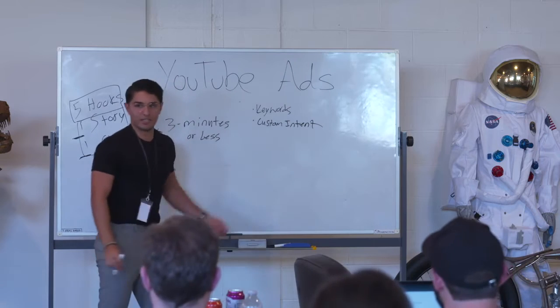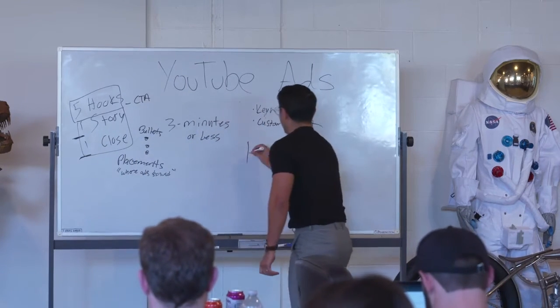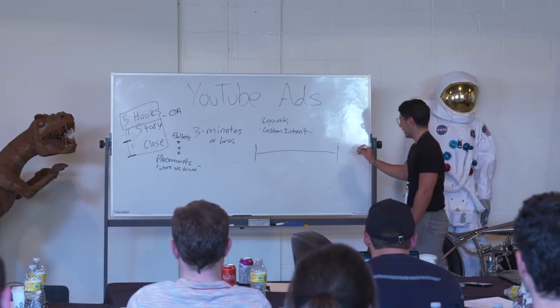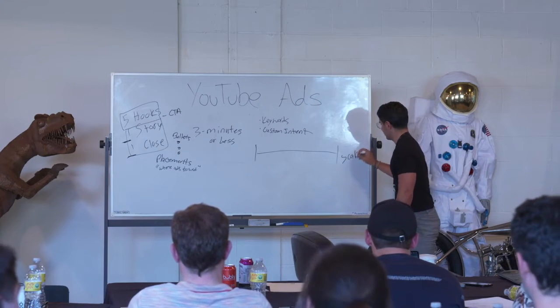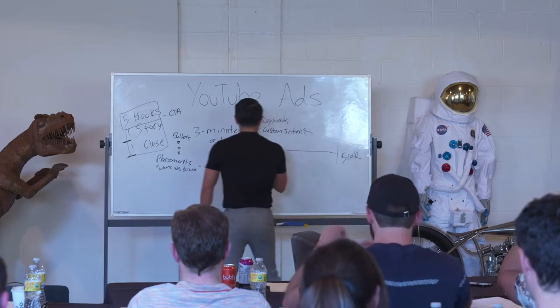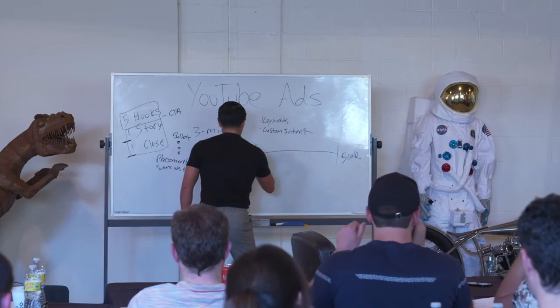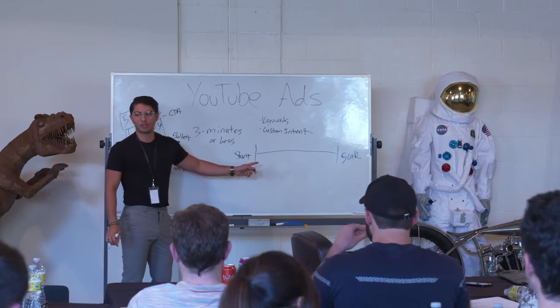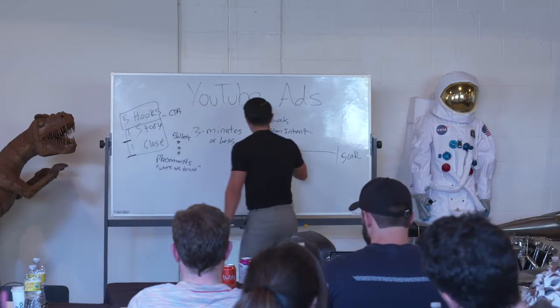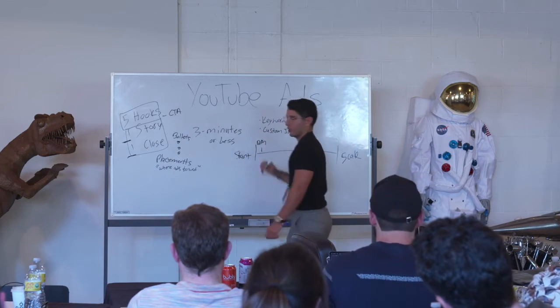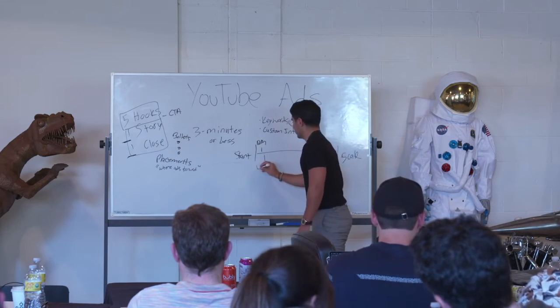Keywords and custom intent, right? So we have what we call the targeting timeline. Okay, so this is scale. When you're starting, the best targeting you can start with is your lowest hanging fruit. This would be remarketing, RM for remarketing. This would be YouTube, right?